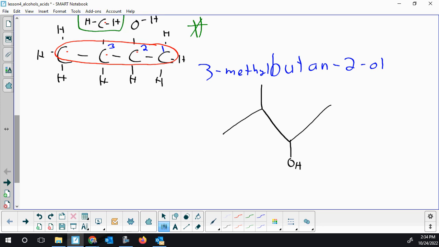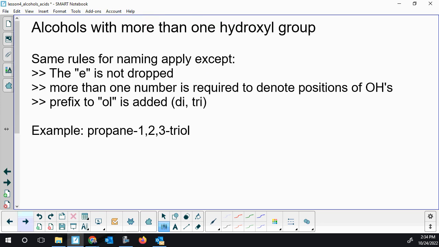Okay, so that's our intro. 1 hydroxyl group, next 2 hydroxyl groups. This leads to a rule that I personally think is dumb and I dislike it, but nobody cares about my opinion. IUPAC makes the rules, I follow the rules. You follow the rules if you want to get things right. So alcohols with more than 1 hydroxyl apply all the same rules except for, and this is what I think is silly, you don't drop the E.